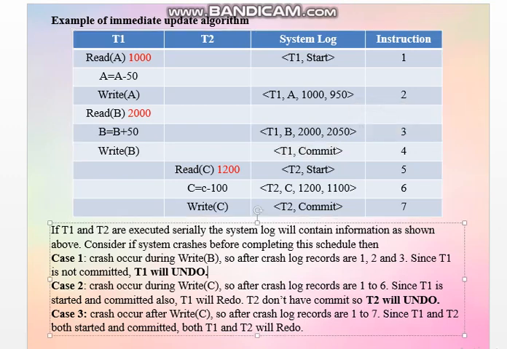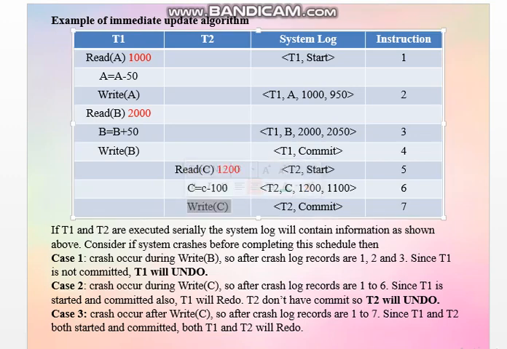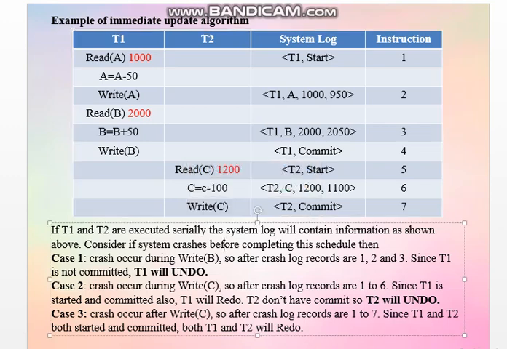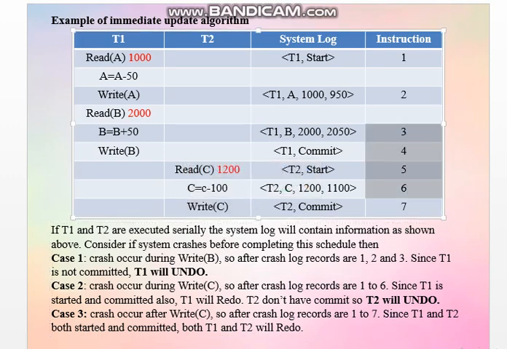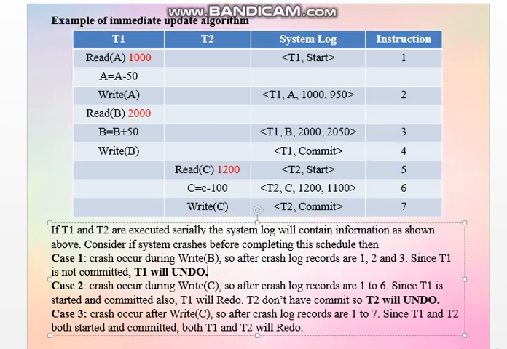what will happen? Because the changes of the write operation are done at the time the write operation is actually executed, they are not deferred. So the changes done by T1 have to be undone, removed. That's why, for the recovery procedure, T1 has to be undone. Then case number 2: crash occurs during the write C operation. When we are performing the write C operation, the log file has executed instructions 1 to 6. We have the entries for T1 start and T1 commit, but for T2 we only have the entry of T2 start.